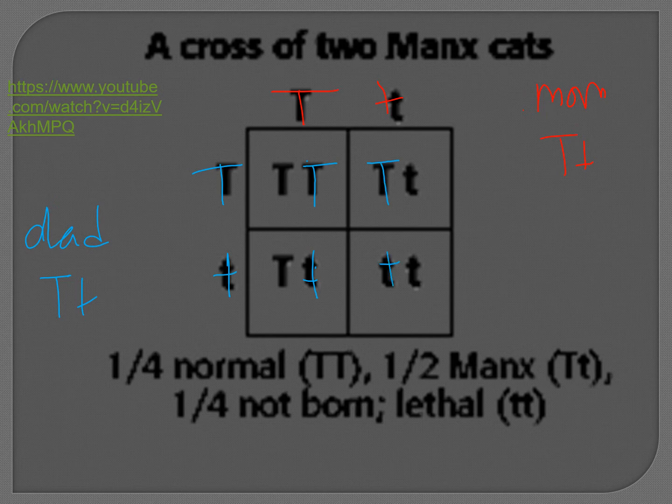Then I'm going to take Mama's gene, because we're going to do big T times big T, which is TT, and big T times little t, which is big T, little t. So right here, if I said how many were homozygous dominant? 1. That's that one. If I say how many were heterozygous, remember that's different, those are 2. And how many were homozygous recessive? 1.